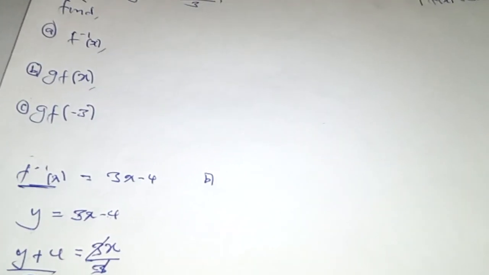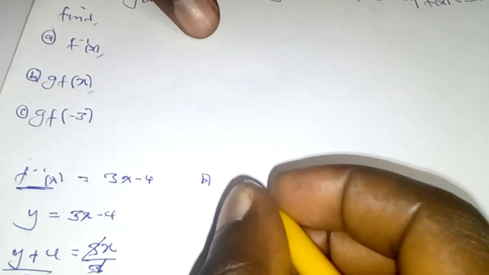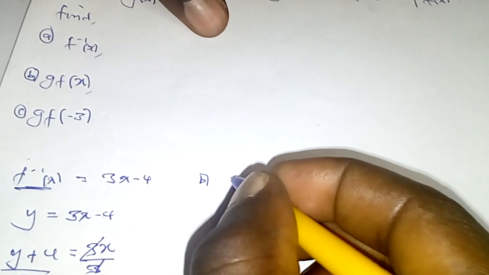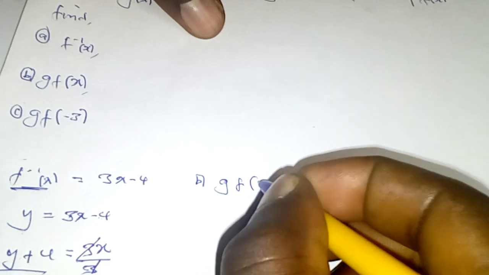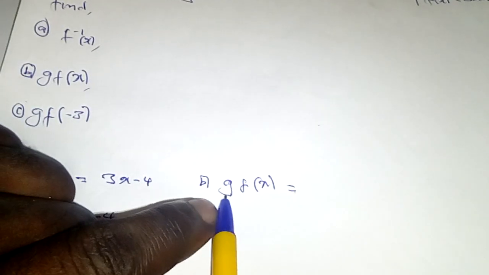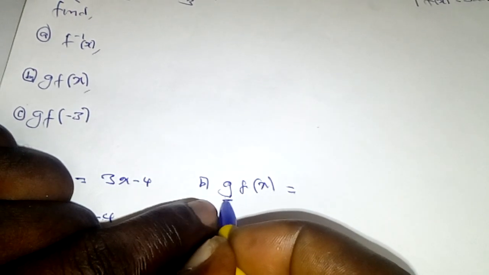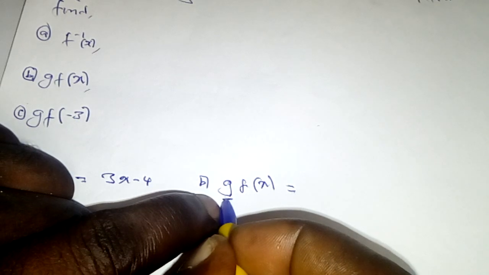We go to B. So B, you're going to find the composite function gf of x. So how do we solve this one? I'm going to write it here, gf of x. Now we have these two functions, g and f. Now we are going to write the function of the first letter, which is g. What is its function?